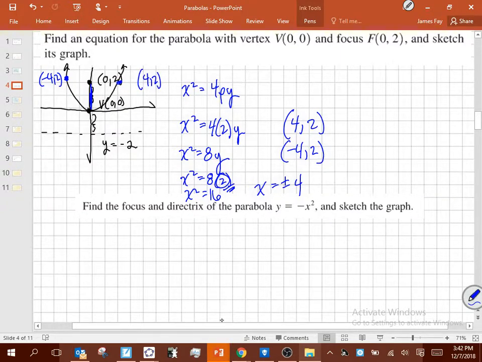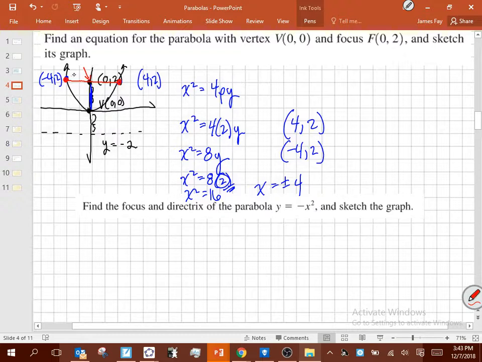Something I want to talk about later on in this PowerPoint is if I connect those 2 points with a horizontal line that goes through the focus right there. That's the focus, remember. The distance of that red line is 8 units.